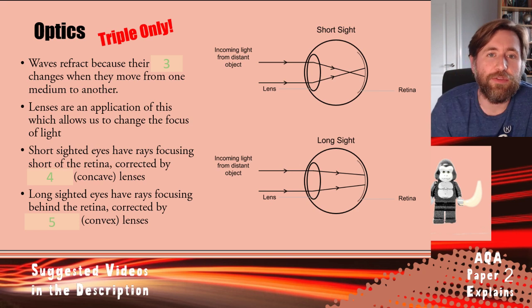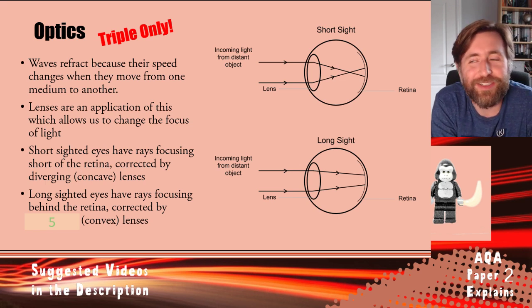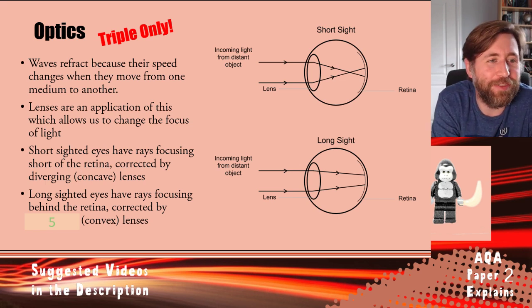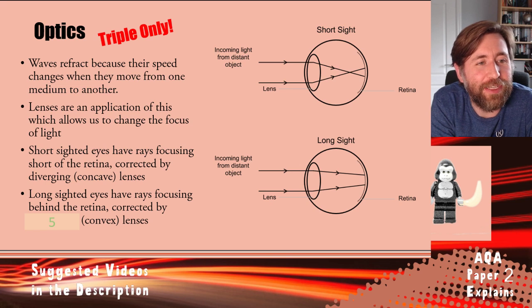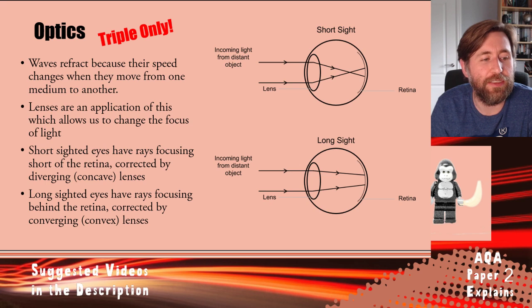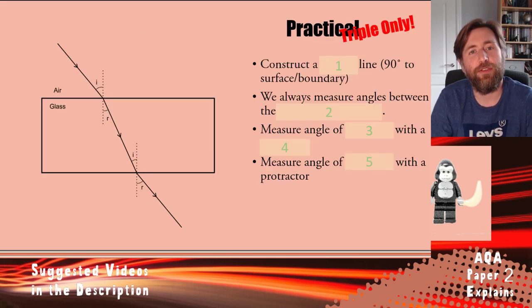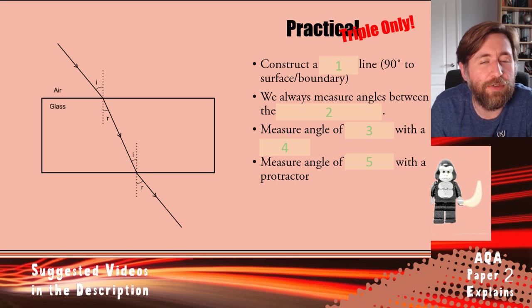So I, for example, have short sight, and I have to correct that by using diverging lenses. Long-sighted eyes, excuse my baby Florence there, have rays focusing behind the retina, and they're corrected by converging lenses or convex lenses.